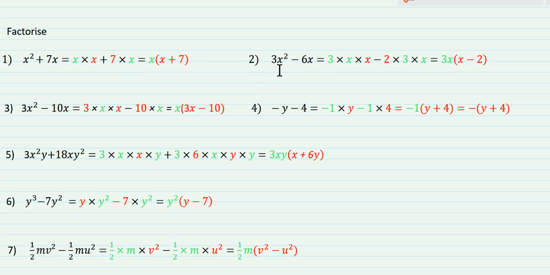Question 2. 3x squared minus 6x. So again you write it out like this. 3 times x, which is x squared, minus 2 can be written as 2 times 3, yeah? So you get this minus, because there's a minus here, and 2 times 3 is 6, yeah? And it's just times x. So again we have 3 is common, so we put 3 outside, and the x is common to both. Put the x aside, so 3x is outside. What's left behind is the x minus 2.